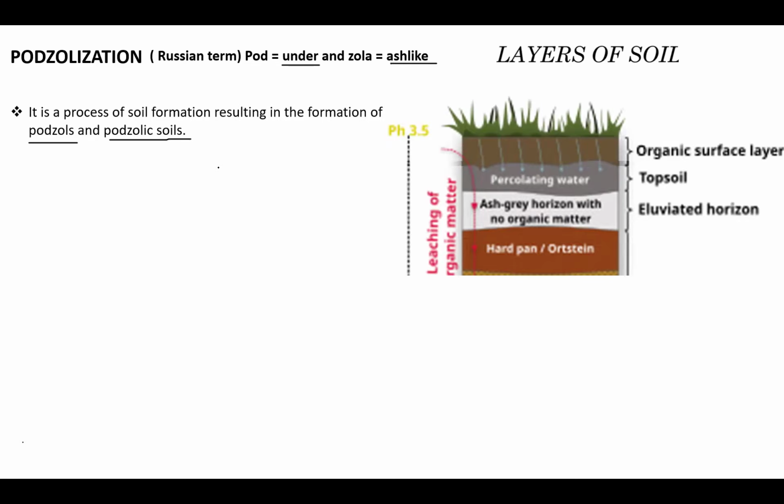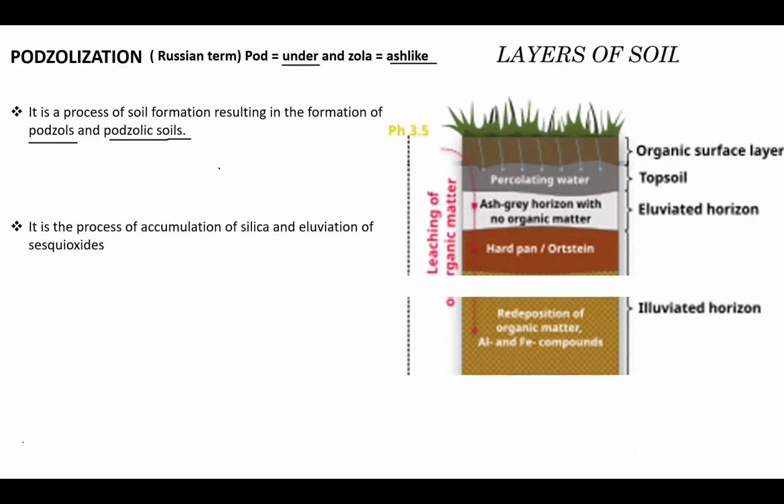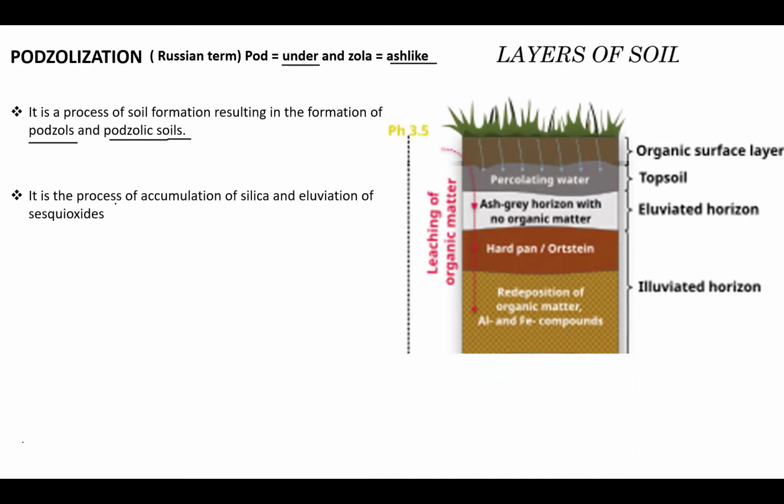So let us dive deep into podzolization. It's a process of accumulation of silica and eluviation of sesquioxides. What is happening here? During the process of eluviation, the sesquioxides, the iron oxides, will be removed, and an ashy gray horizon with no organic matter will be left. Only silica will be left, and the sesquioxides will be removed.